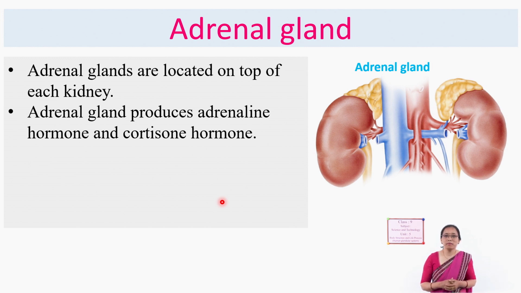Is it? Yes. That means if a good amount of adrenaline hormone, or a larger amount of adrenaline hormone, is produced in our body, we can become courageous. We can handle the emergency situation too. So that's why this adrenal gland is also called the emergency gland, and adrenaline hormone is called the emergency hormone.